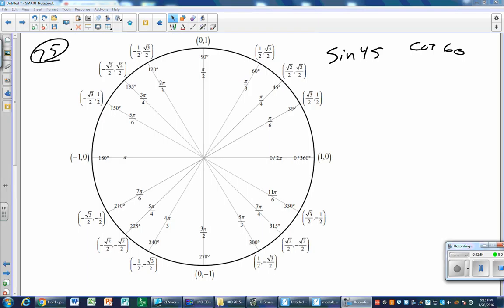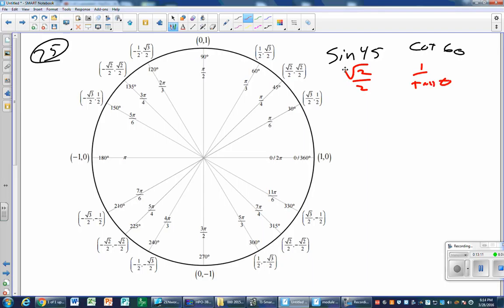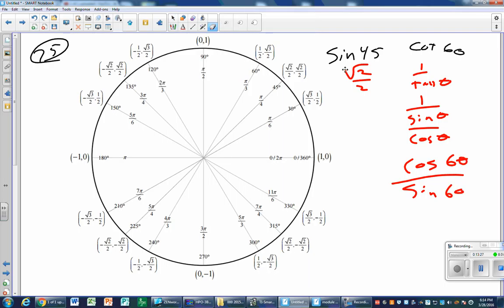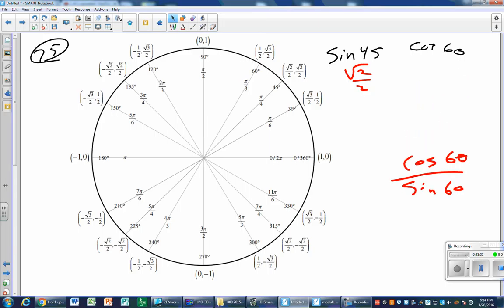Okay, so it says do number 75 without a calculator. Well, the sine of 45 degrees is very easy. The square root of 2 over 2. Now remember, the cotangent of 60 degrees is the same as 1 over tangent of theta, and 1 over tangent of theta is cosine theta over sine theta, and that's just cosine of 60 over sine of 60. So, what do you have to write on your test? Right up to there. That's showing your work.